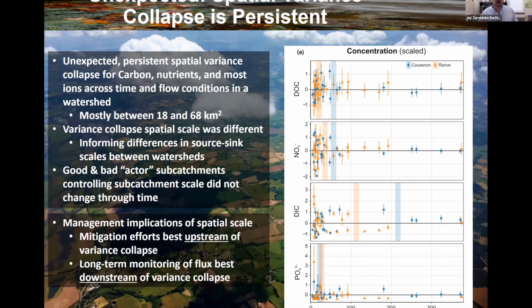So the management implications to highlight here are about spatial scales. We can identify mitigation or management efforts to clean up something like nitrate, and that needs to occur upstream at smaller spatial scales than the variance collapse. So at the smaller scales for each of these target nutrients is where we would need to mitigate and design our management. The other thing is if we have management designs that are associated with total material flux, like loads coming out of the basin, we would need to invest our long-term monitoring at larger spatial scales than the variance collapse in order to make sure that we are capturing the integration of both the source and the sink watersheds on that particular solute.